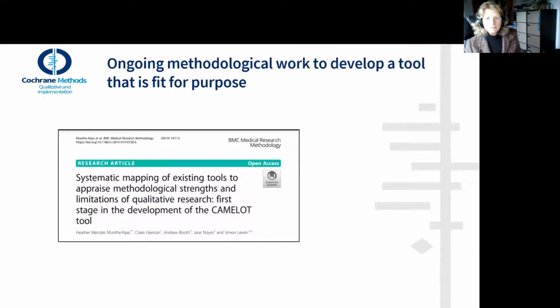So I'd just like to very briefly talk about our ongoing methodological work to develop a tool that is fit for purpose. This is called our CAMELOT tool. We're still in the early phases of development. We've done a systematic mapping and a systematic review of tools, and we're using an evidence-based approach to developing this new tool, so that it will actually be the tool of choice for use with GRADE-CERQual. So keep your eyes out for new developments in this area.